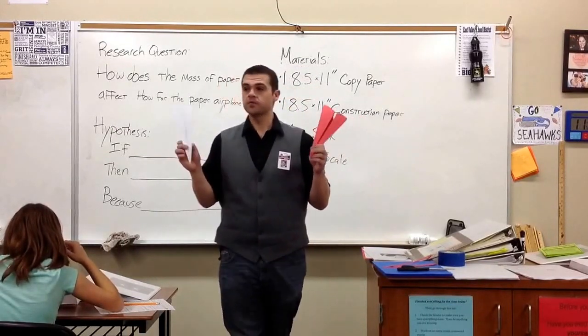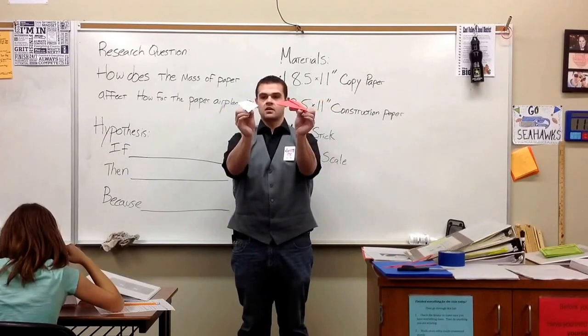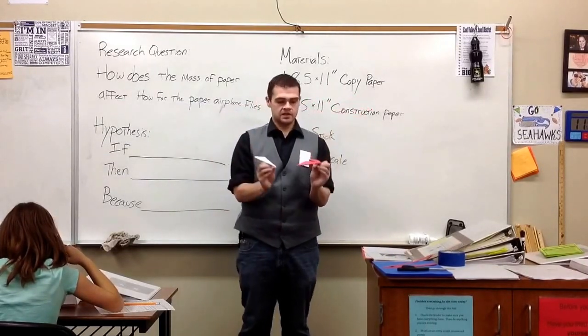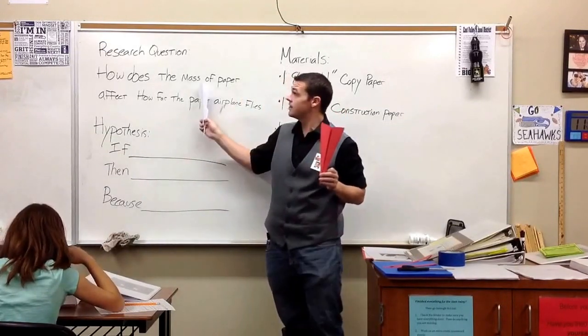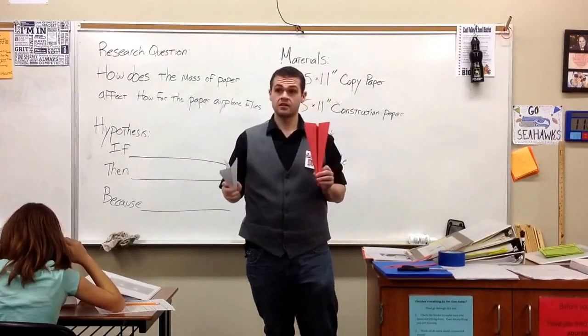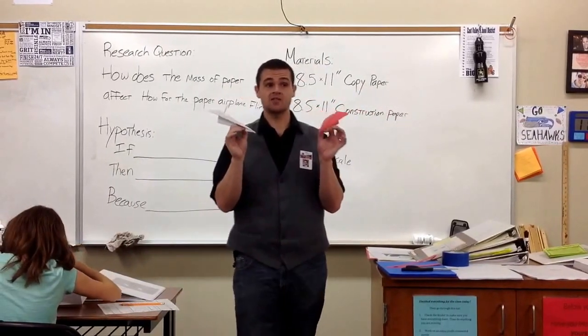So now you have two paper airplanes. They're folded the same way. They're the same size. What's the only difference? What's our independent variable? The mass. What's different is the mass, and that's what we're going to do next.